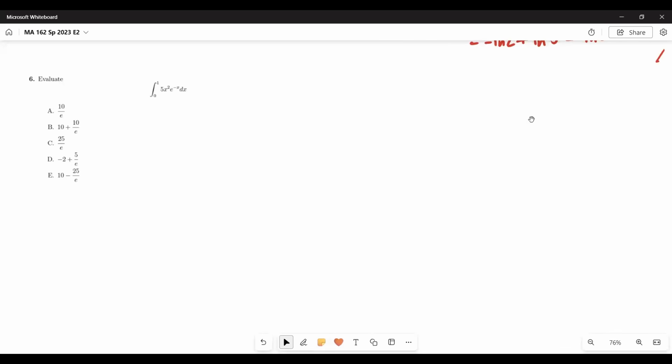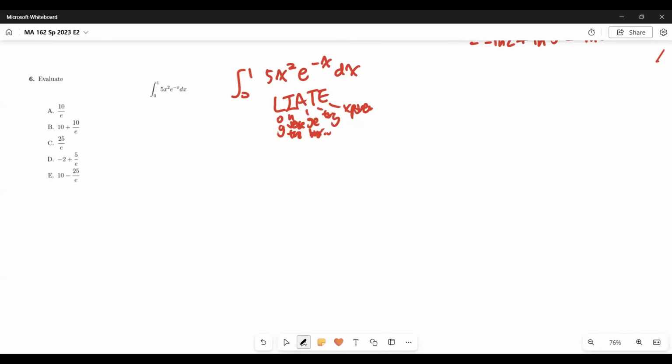Okay, so this question asks to evaluate the integral from 0 to 1 of 5x squared e to the minus x dx. Okay, so we see 5x squared and e to the minus x. So we are going to do, not partial fraction, it's integration by parts. So we're going to write the LIATE formula: L is log, I is inverse trig, A is algebraic, T is trig, E is exponential. And we see algebraic and exponential.